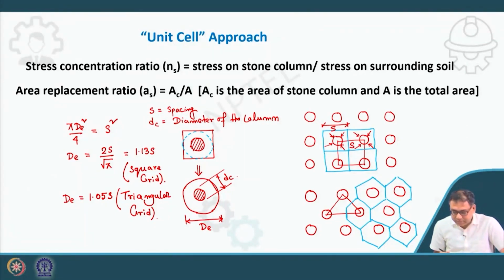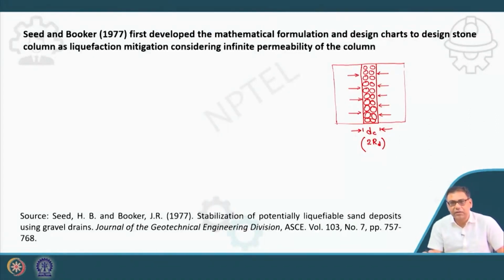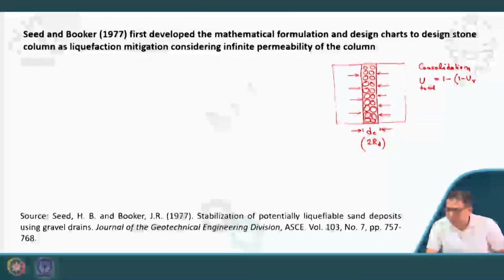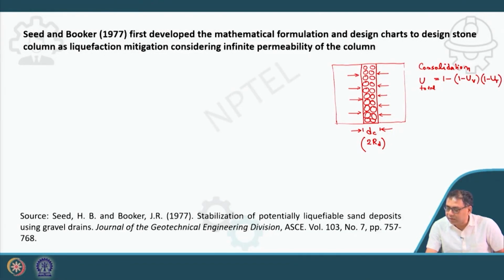Now, because of this radial drainage, we consider radial drainage. When we talk about radial drainage, there will be radial travel of the water, and at the same time there will be vertical flow also. Now, overall, if you consider consolidation, the total degree of consolidation can be written as 1 minus Uv into 1 minus Ur.